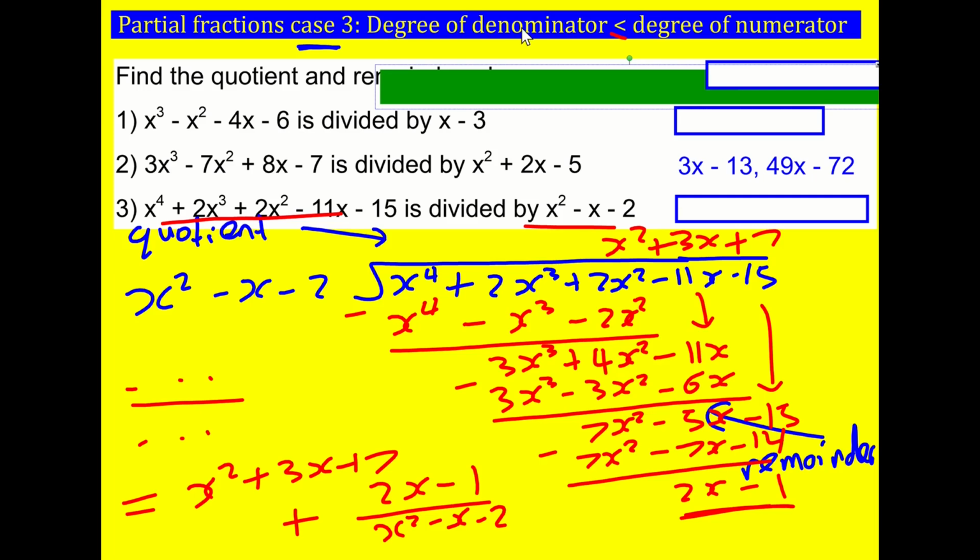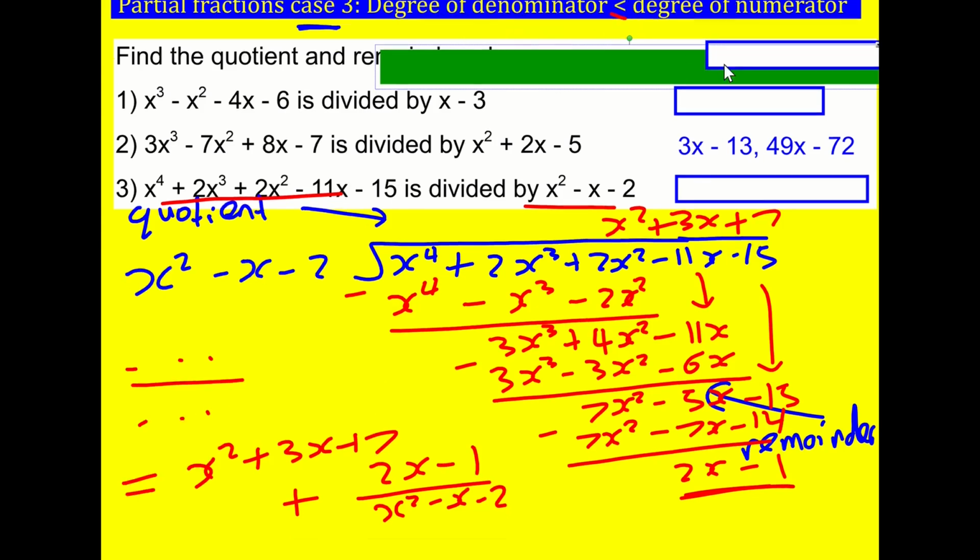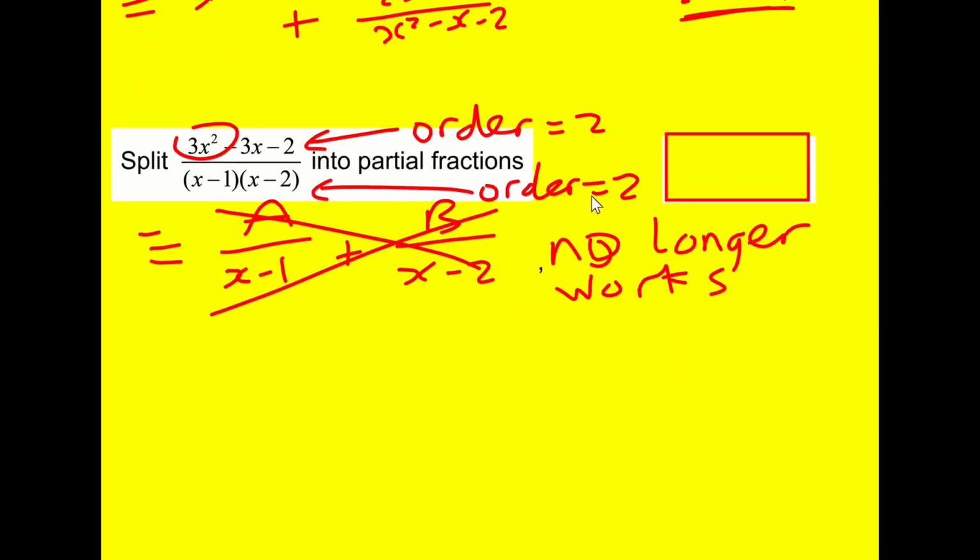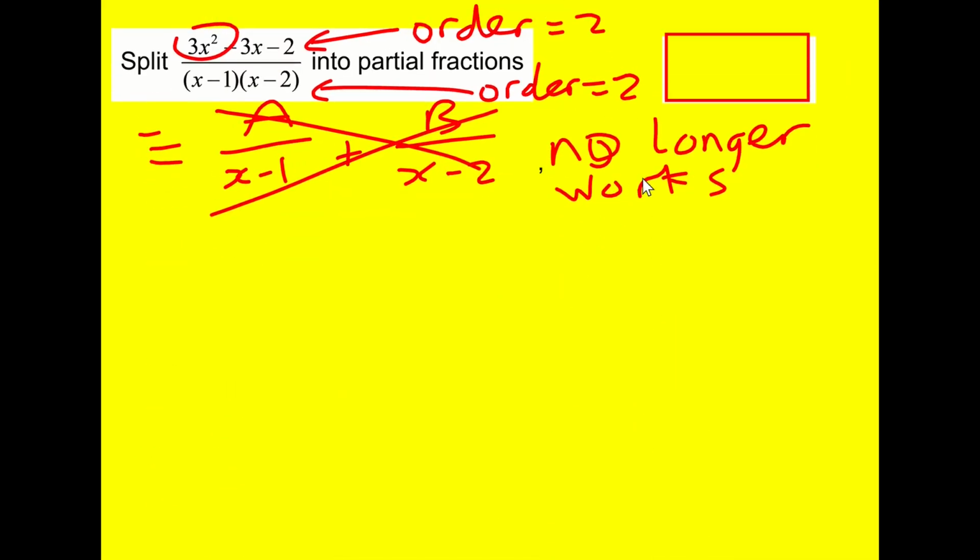If the degree of the denominator is greater than the degree of the numerator, then you're going to need to know cases 1 and 2. But if they are the same, or actually the denominator is less than the numerator, we need another method. What is that method? Well, it's going to be a bit of polynomial division.